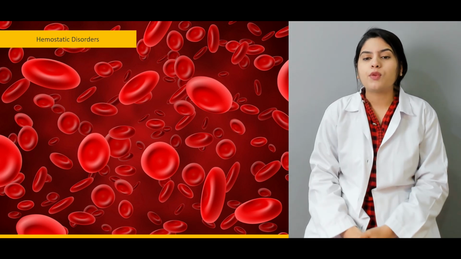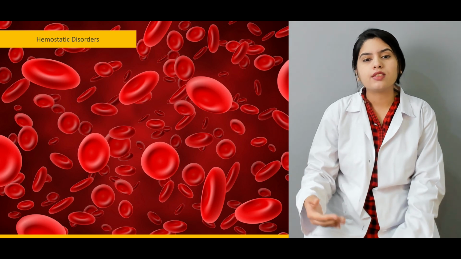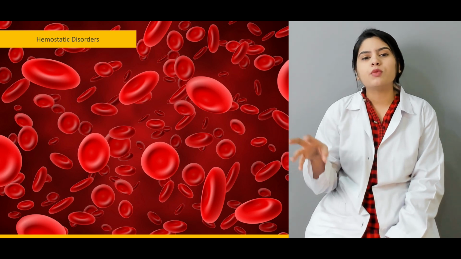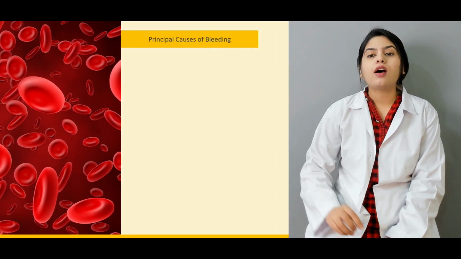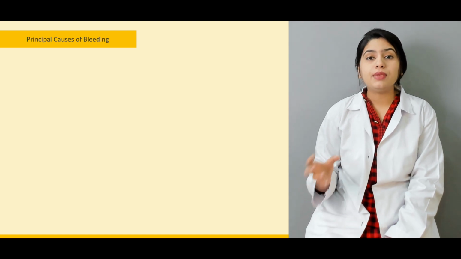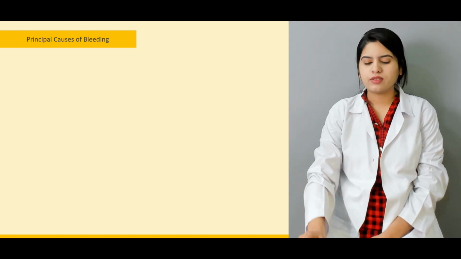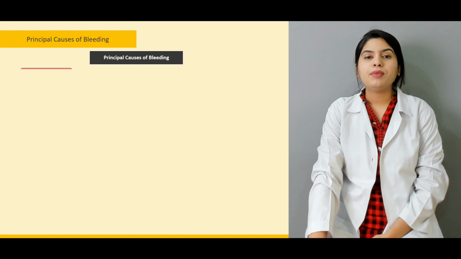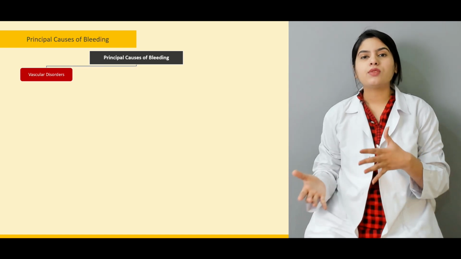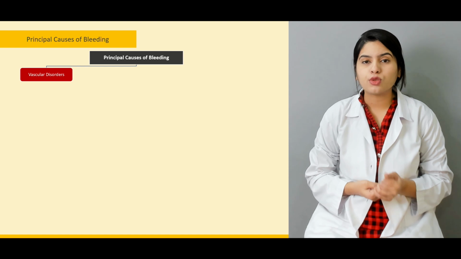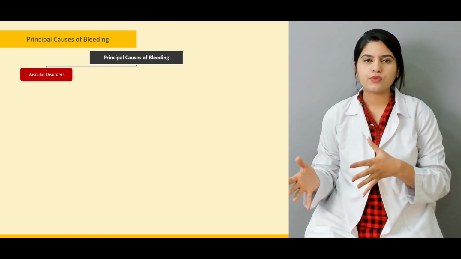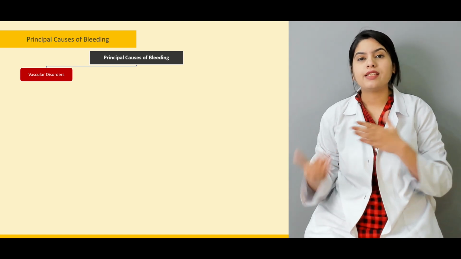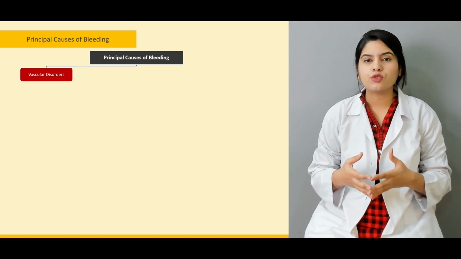From now onwards, we are going to discuss the different hemostatic disorders. Before going into the different types of hemostatic disorders, let's see what are the main causes of bleeding, or the different causes that lead to excess bleeding. There can be vascular causes, extravascular causes, platelet disorders, and other disorders in the coagulation factors as well. All of these are responsible for excess bleeding because the hemostatic process is going to be affected.